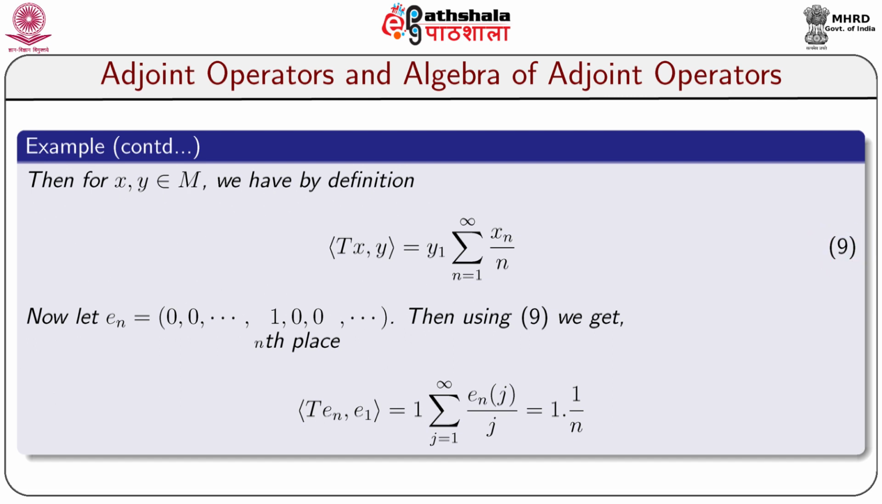Let us take En equal to 0, 0, ..., 1, 0, 0, ..., where 1 is taken in the nth place. Then using equation number 9, we get inner product T En, E1 equal to 1 into sigma j equal to 1 to infinity Enj divided by j, which is equal to 1 by n.